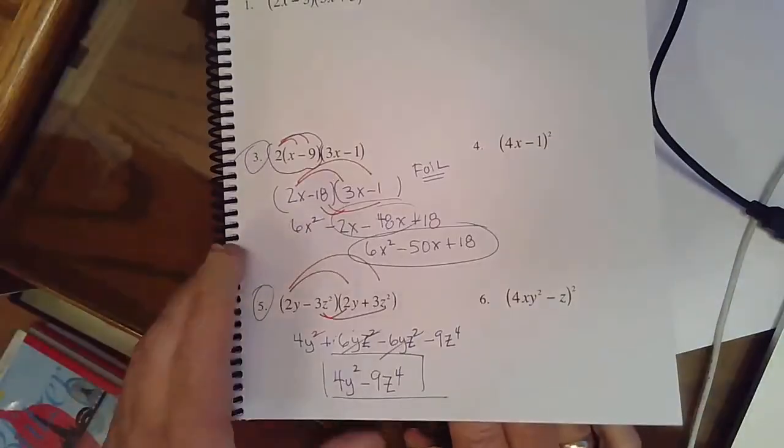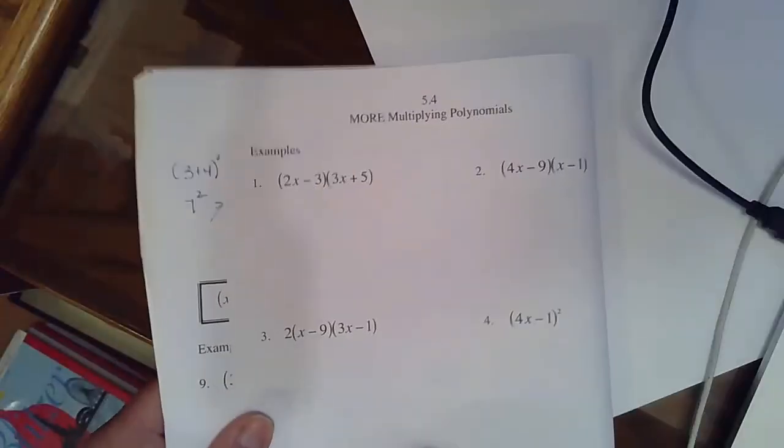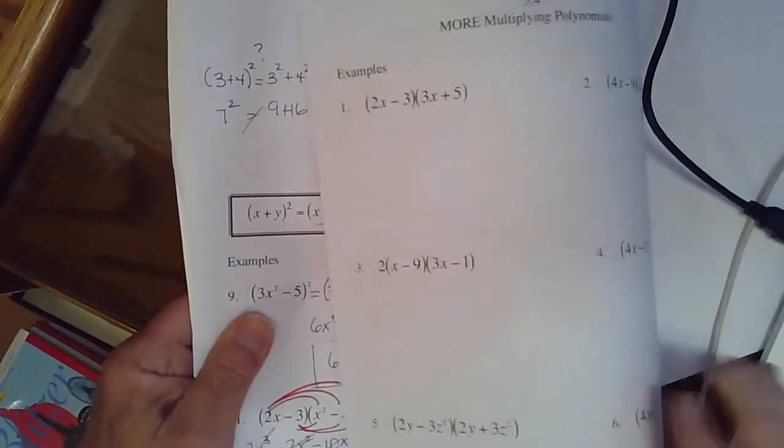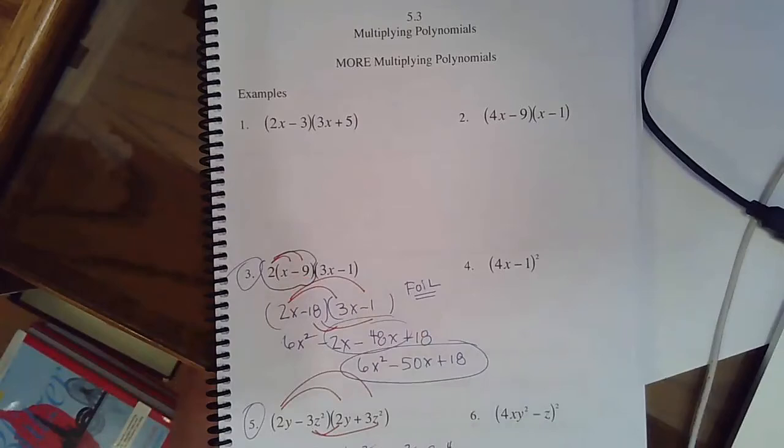And the back page is a copy of this one. This is just a duplicate. I've already done these problems. I did that one and that one. So that's all for tonight that I'm going to do for you. This is 5.3.